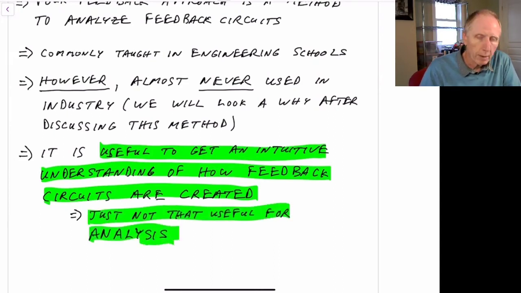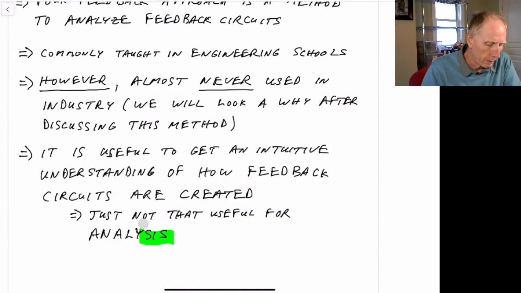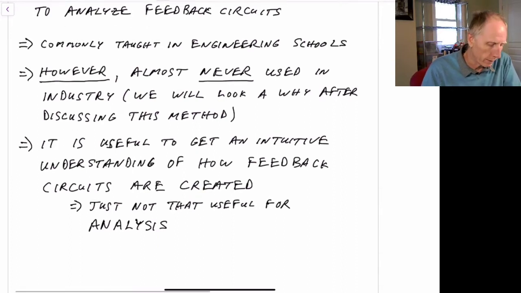So it gives you some idea on how feedback circuits are created, how you sample the output, how it's mixed together with the input. But when it comes down to analysis, it generally is not that useful an approach. And again, we'll discuss that after we look at the actual categorization of these 4 feedback types. So it's useful for categorizing your feedback type, but as I mentioned, it's not really that useful for analysis.